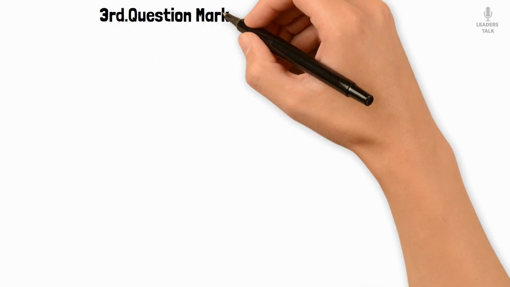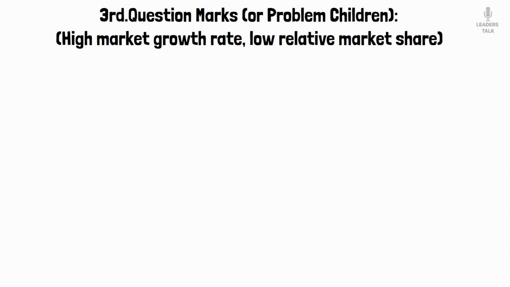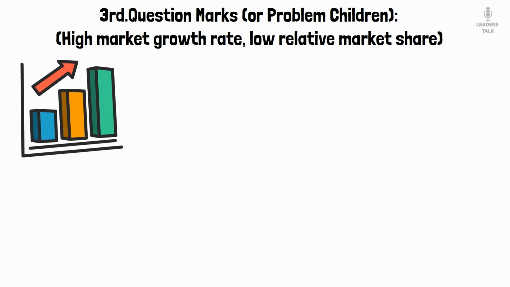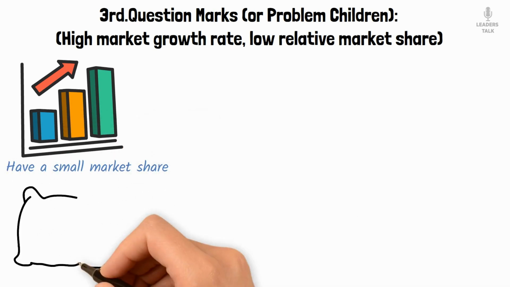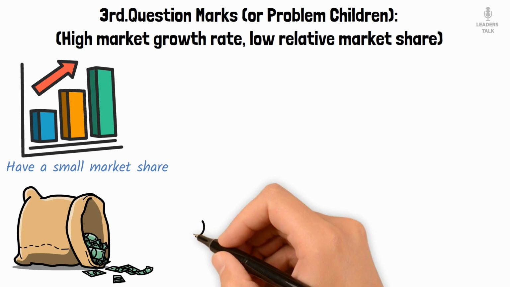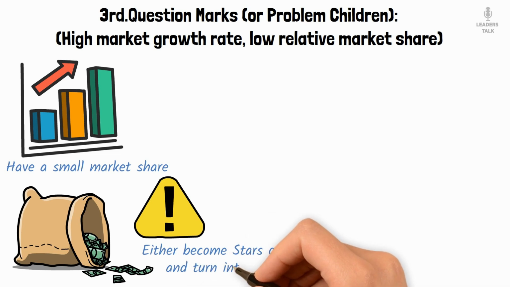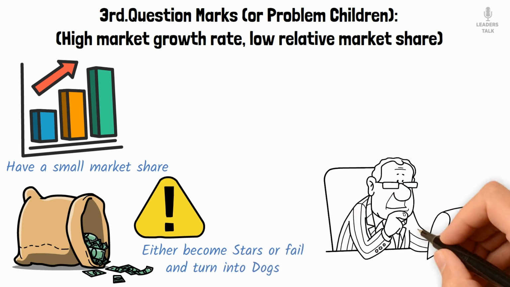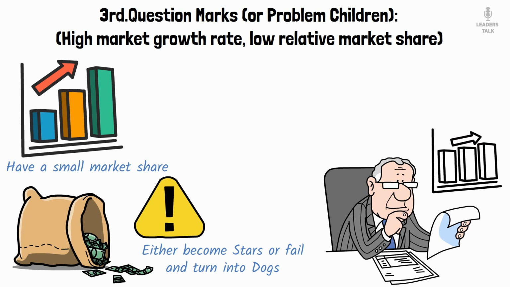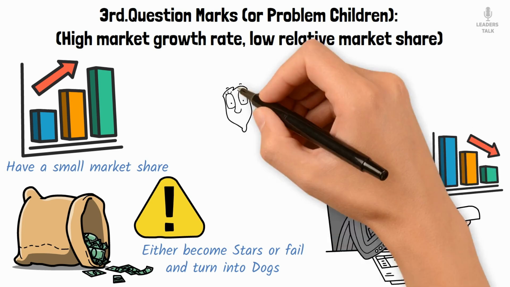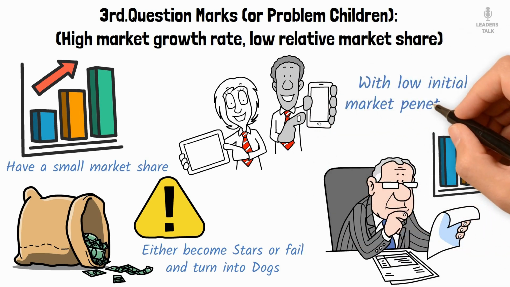Third, question marks or problem children. High market growth rate, low relative market share. Question marks operate in high-growth markets but have a small market share. They require significant investment to increase market share, but the outcome is uncertain. They could either become stars or fail and turn into dogs. Strategy. Invest selectively. Assess whether it is worth investing to increase market share or consider divesting if the prospects are poor. For example, a new tech gadget in a fast-growing market but with low initial market penetration.